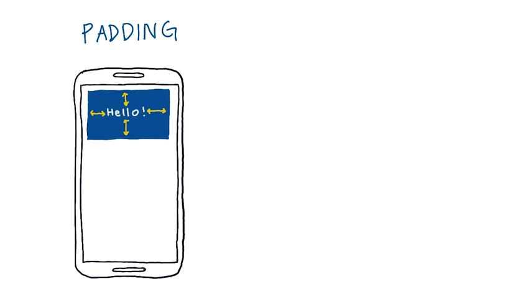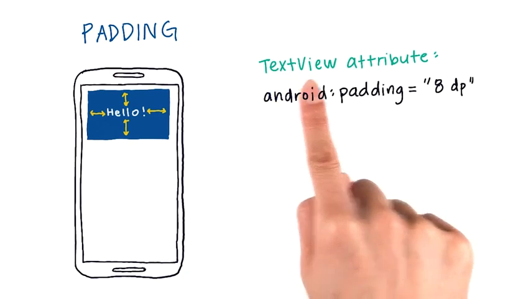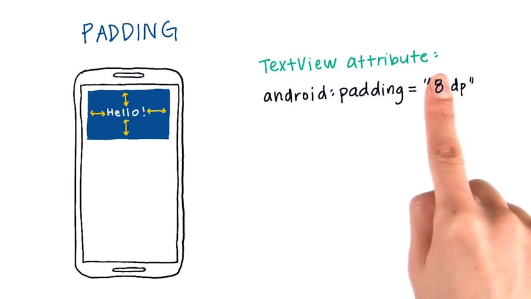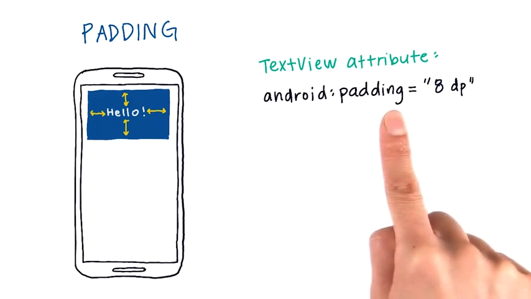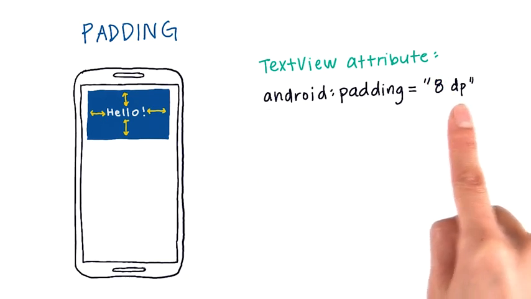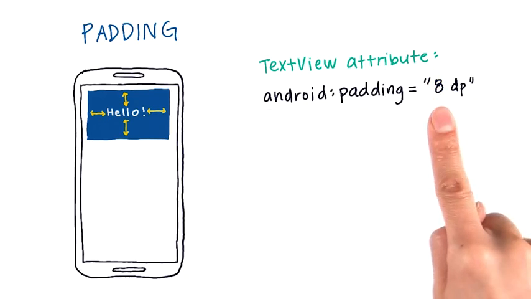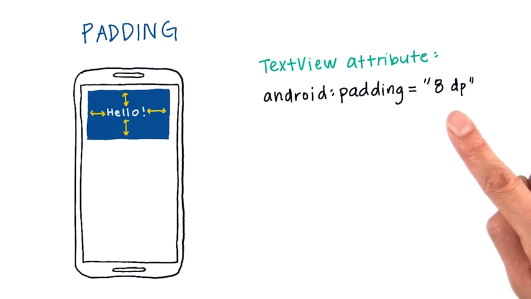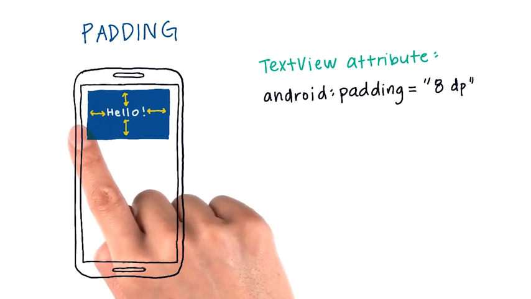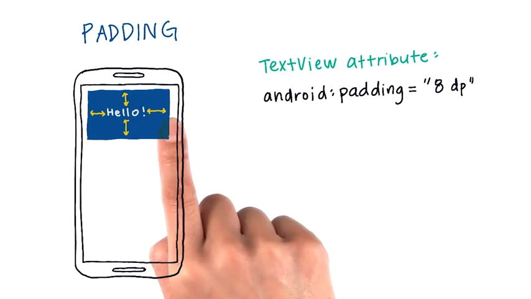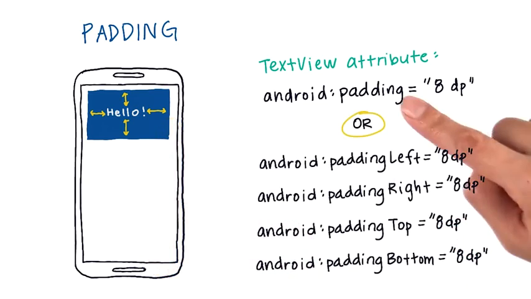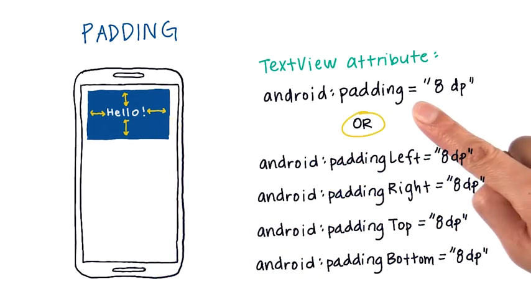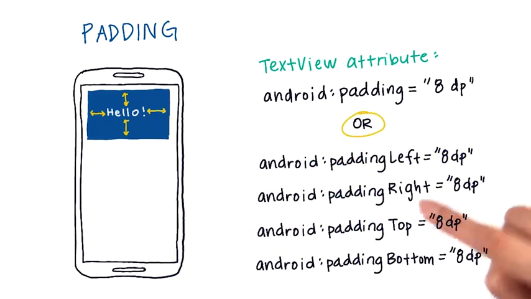Here's the code for displaying padding on a view. On the text view XML element, you would declare a new attribute that says android:padding equals, and then 8 dips in quotation marks. You can choose whatever size you want for the padding, as long as it's a dip value. When we specify 8 dips of padding, it adds 8 dips to the left, top, bottom, and right edges of the text view. Instead of using the general android:padding attribute, you can also split it out to left, right, top, or bottom. Essentially, these 4 lines of code do the same thing as this one line.